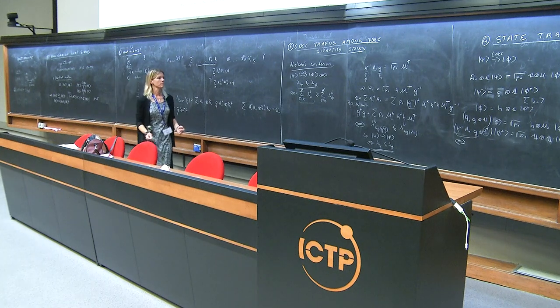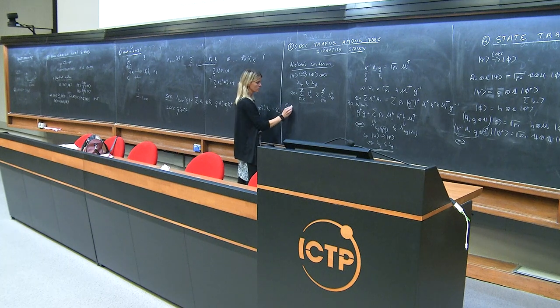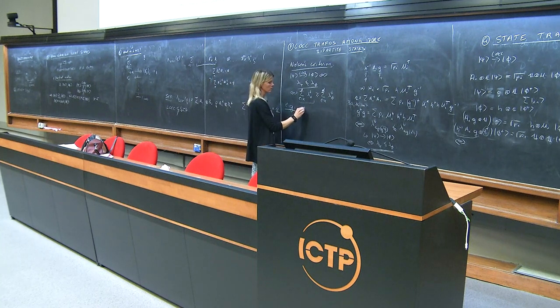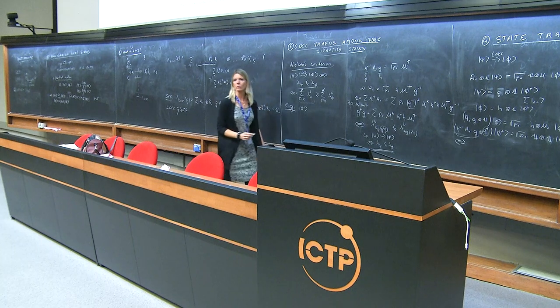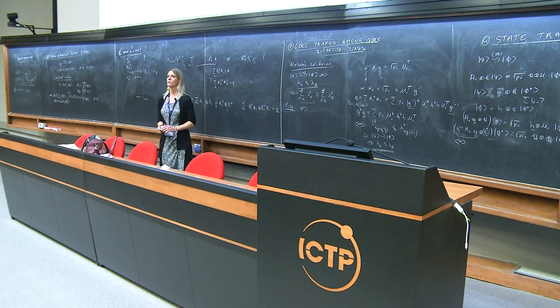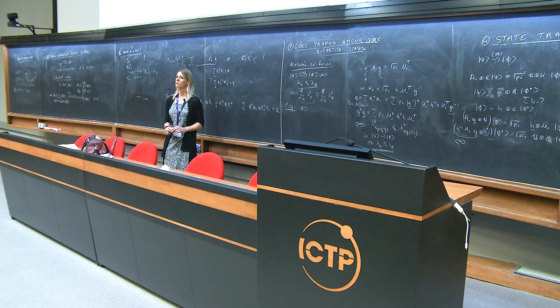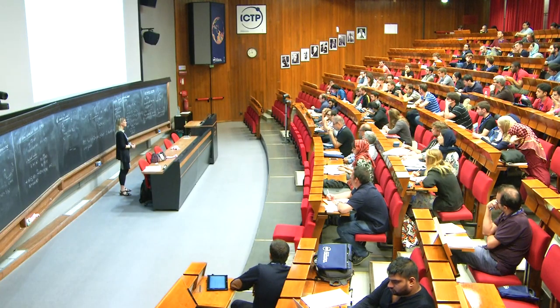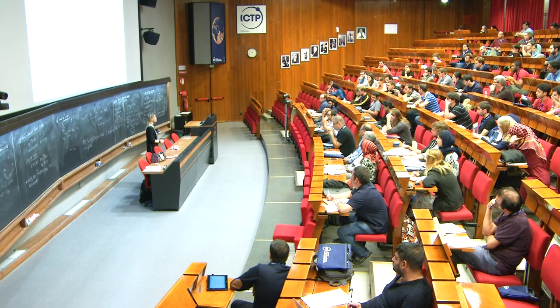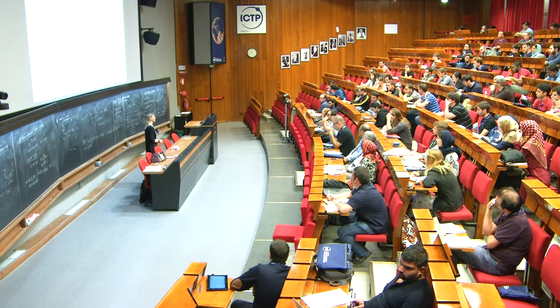Okay. So what would be an example? For instance, let's consider the state phi plus, and let's consider two qubits. What is then the Schmidt vector of our phi plus? Everybody knows it. I'm considering two qubits. What are the Schmidt coefficients of the phi plus state? Half, half, exactly.